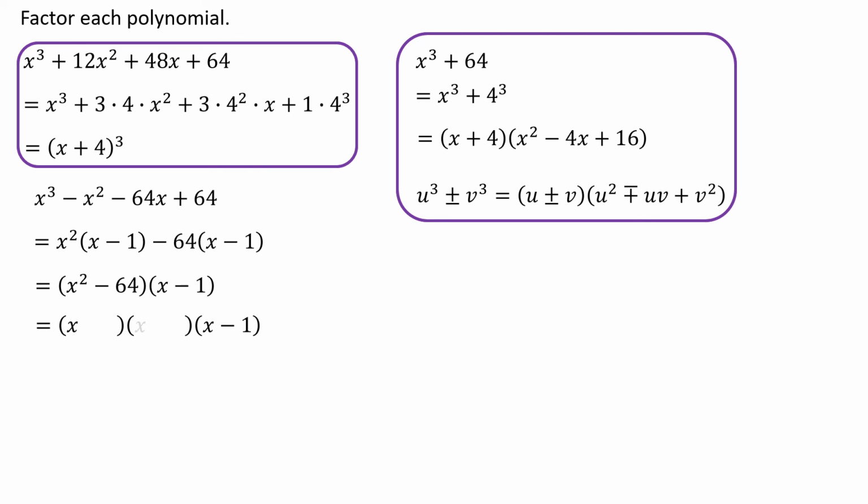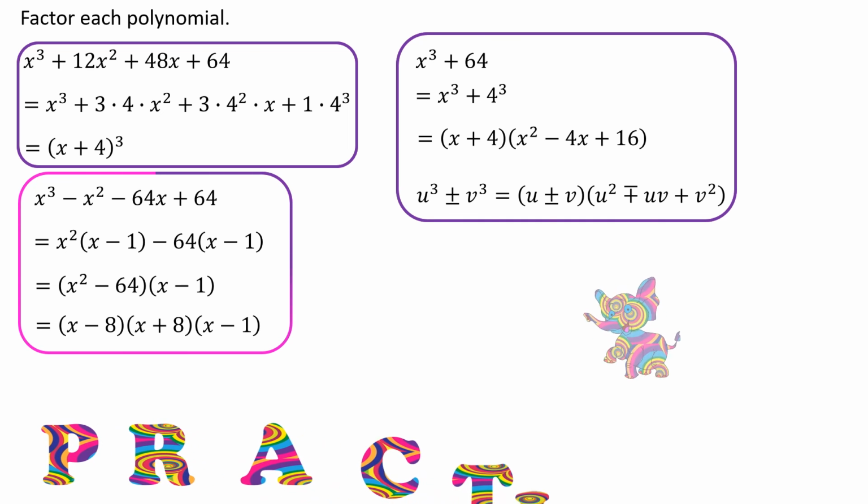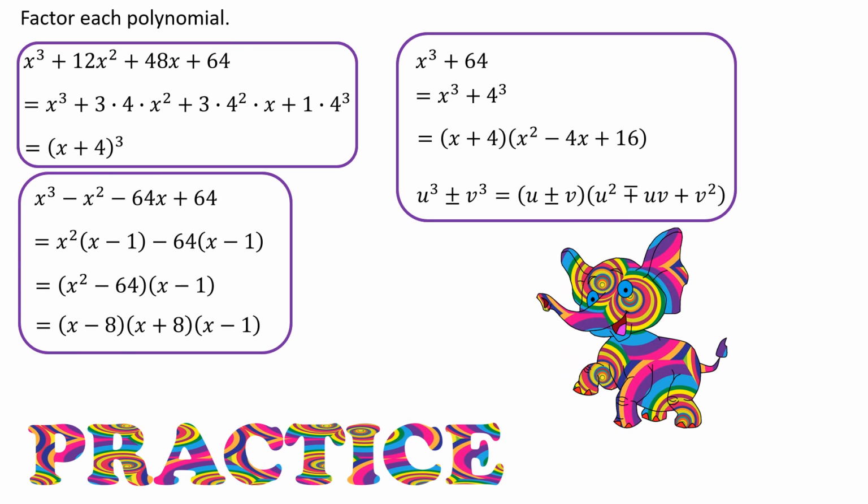X times x will make the x squared. The negative on the 64 says the signs don't match. 8 times 8 will make 64. More precisely, negative 8 times positive 8 makes the negative 64. And of course, negative 8 and positive 8 adds up to 0 because there are no x's in the middle. And so those are one example of each of the 3 methods.